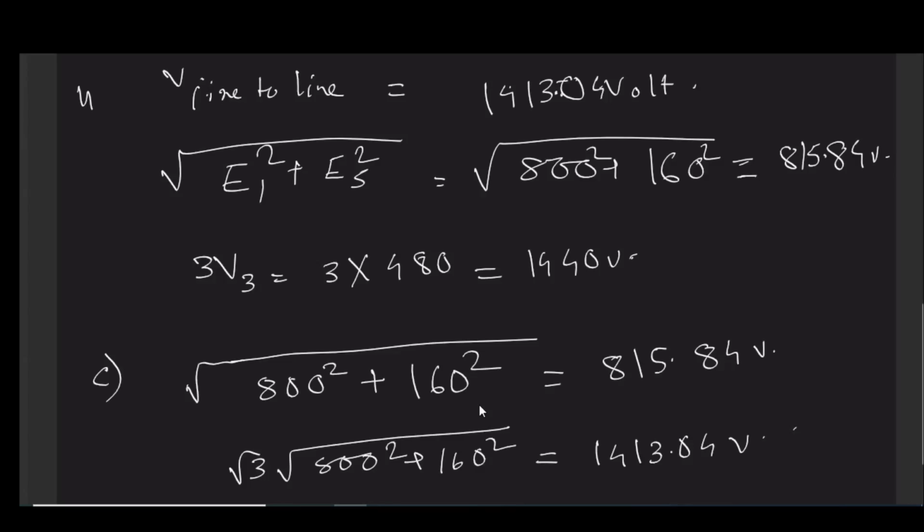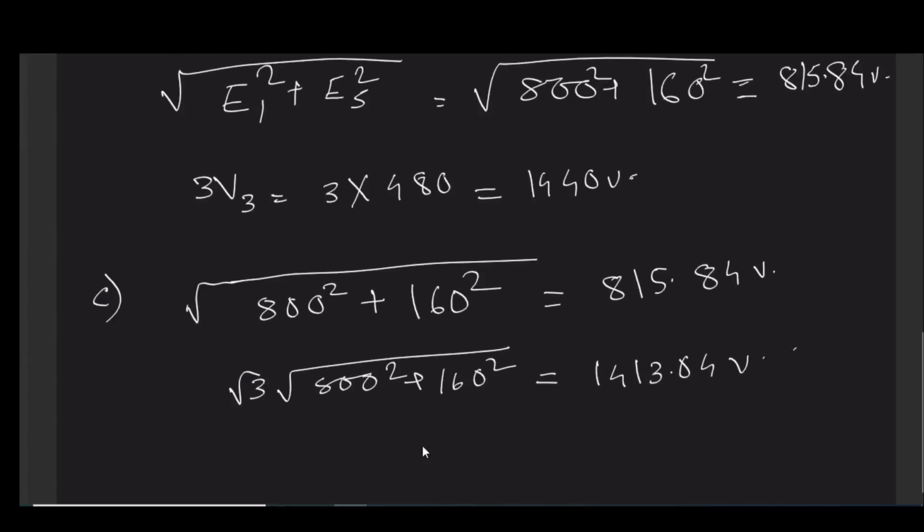Now the D part: if the secondary winding is arranged in delta, find the voltage across the open circuited delta. When your primary neutral is grounded, there will be no third harmonic voltage, and therefore the open circuited delta for D, the answer will be 0. Right?